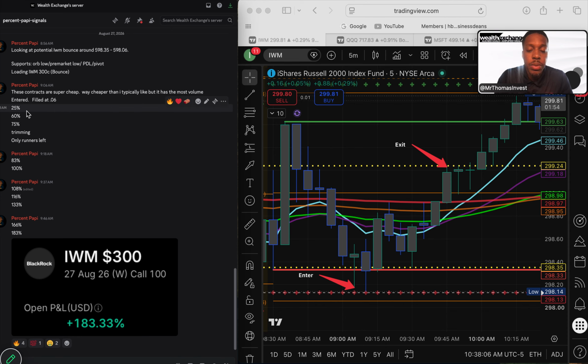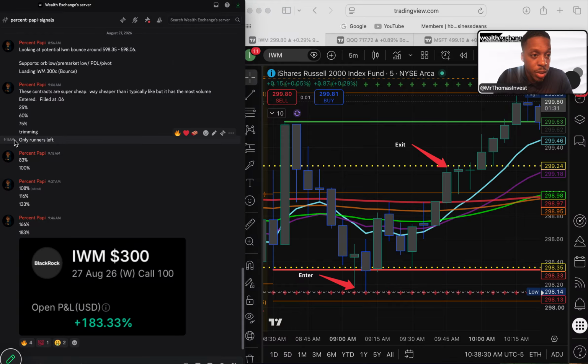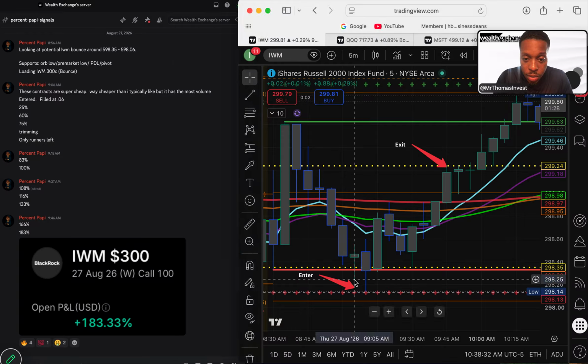Immediately we were at 25%, again, because each dollar is going to be a lot, right? So then we were at 60%, 75%, and I was trimming around this area right here. I think that was around the time, right? Trimming. And at that point, 75%, cool. Now at that point, I'm playing with house money, meaning I could hold on as long as possible, right? And so what time were we in runners? At 9:11. So at 9:11, we were in runners.